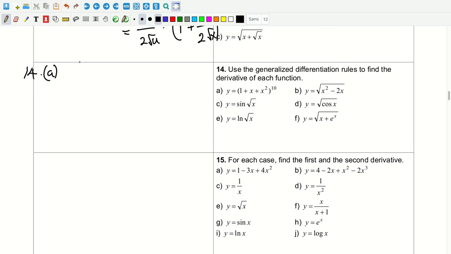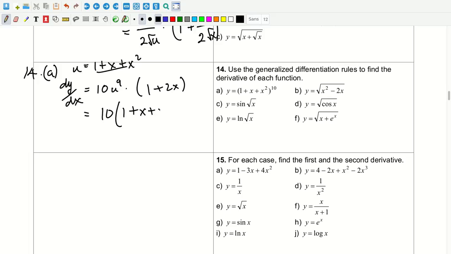So let's do this. 14a. U equals 1 plus that nastiness inside the power, that base. So dy/dx equals the derivative of u to the 10. That's 10u to the 9 times the derivative of this, 1 plus 2x. So I plug in what u was, and I get 1 plus x squared all to the 9 times 1 plus 2x, and you're done. That's A.